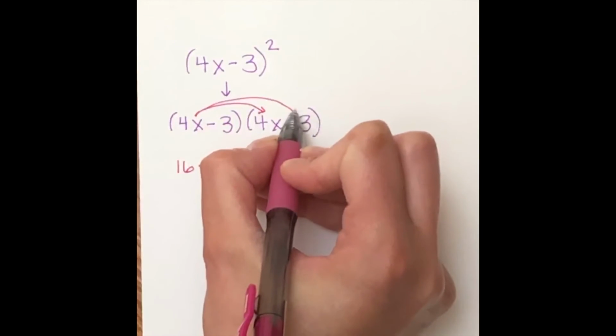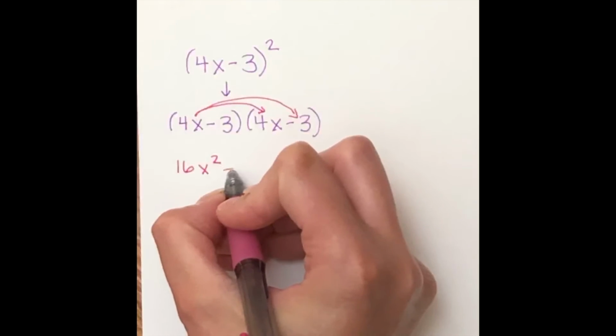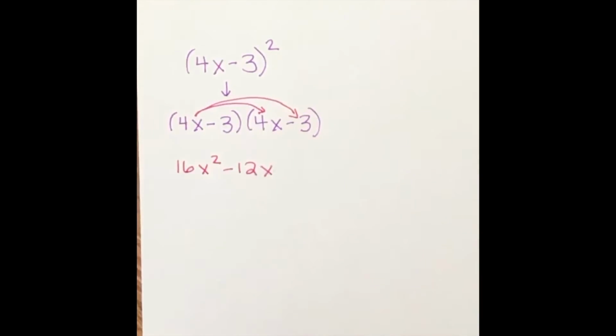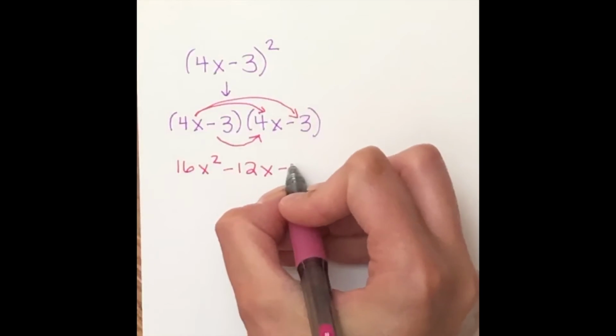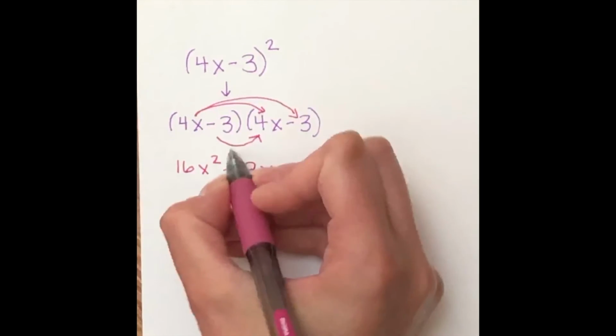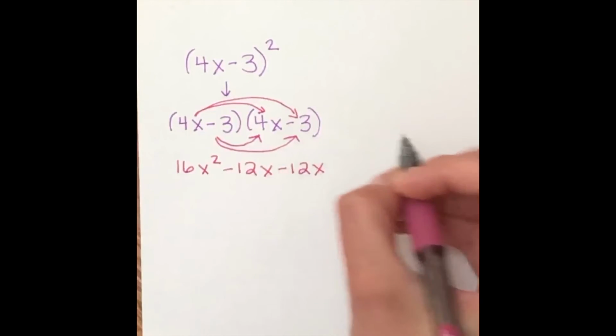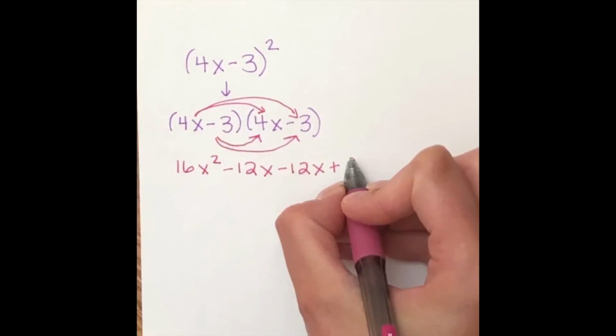4x times negative 3, which is a negative 12x. Negative 3 times 4x, again, negative 12x. And negative 3 times a negative 3, which is a positive 9.